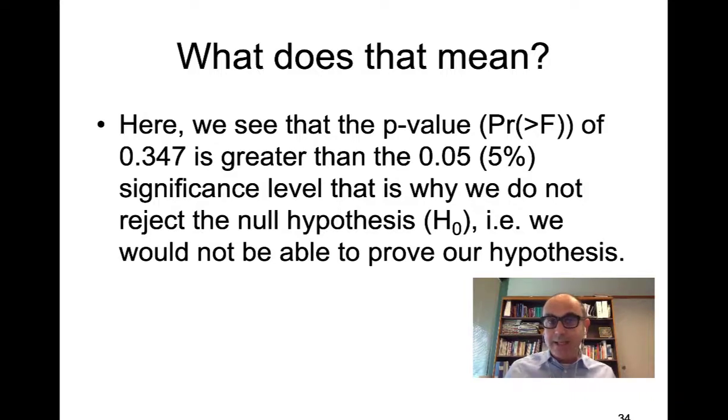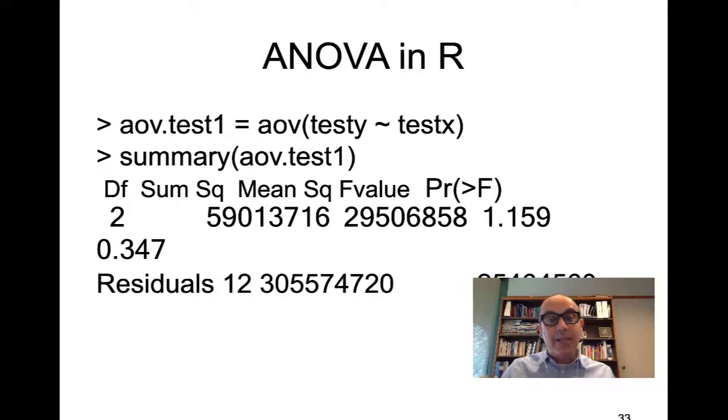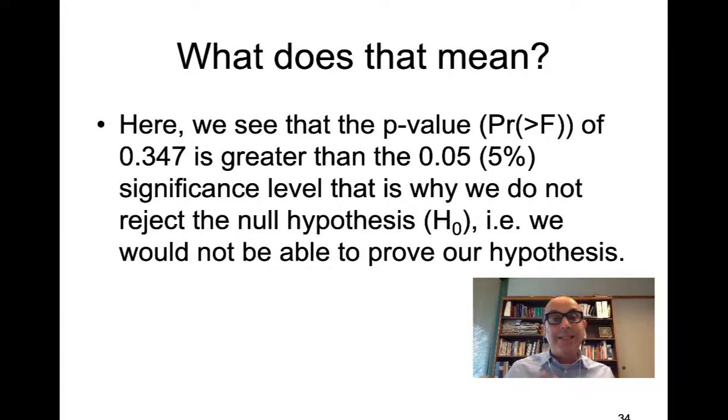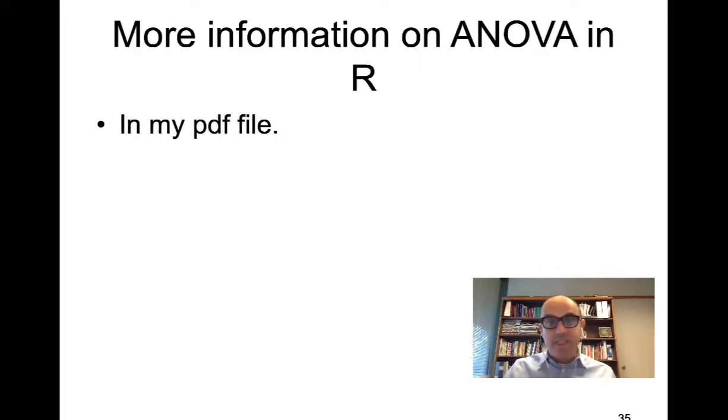So let's start with the basics. The p-value in this case is the Pr(>F). In this case it is 0.345, as I calculated over here. And in this case it is greater than 0.05, which is 5%. As a result, it is not significant, and that is why we do not reject the null hypothesis. Again, with a p-value, we are looking for a value smaller than 0.05 in order to reject the null hypothesis.